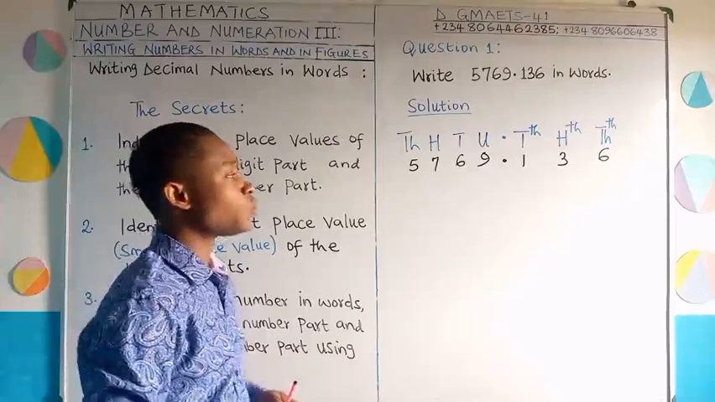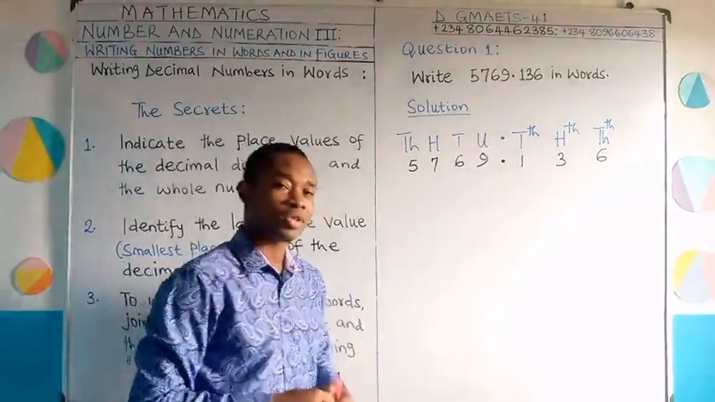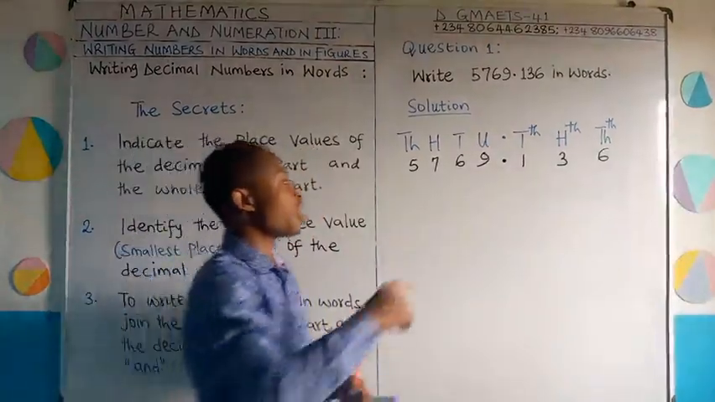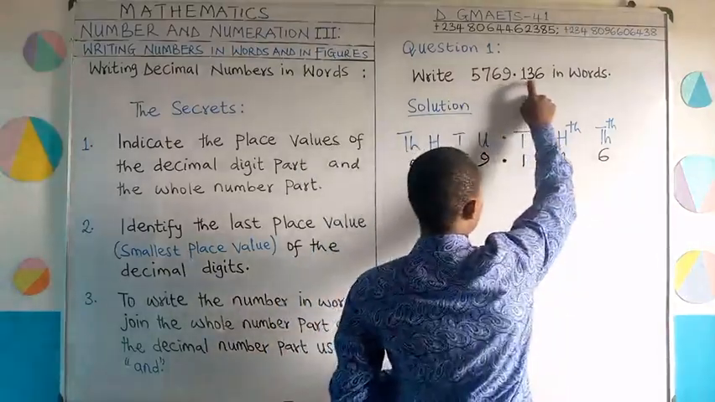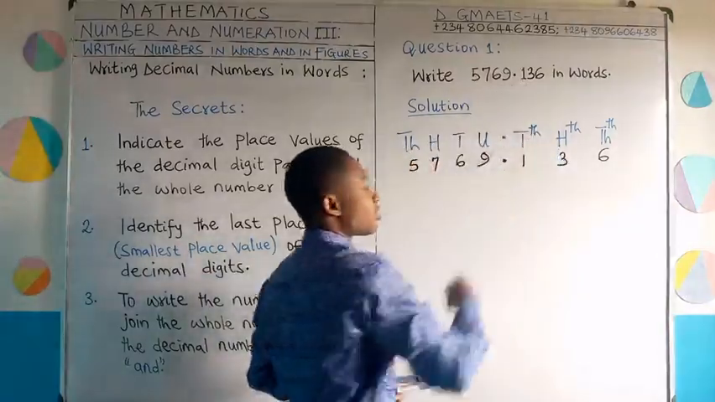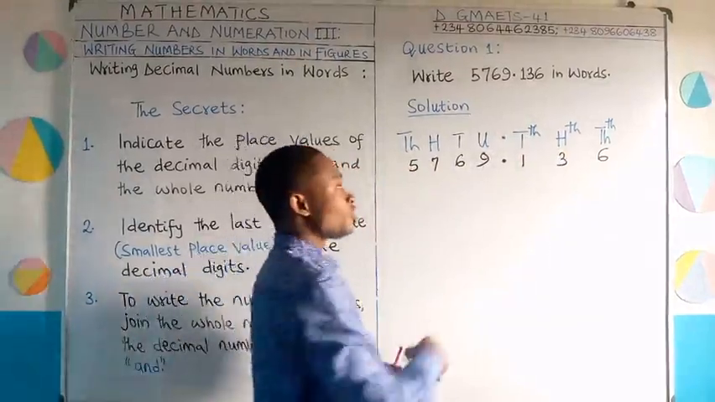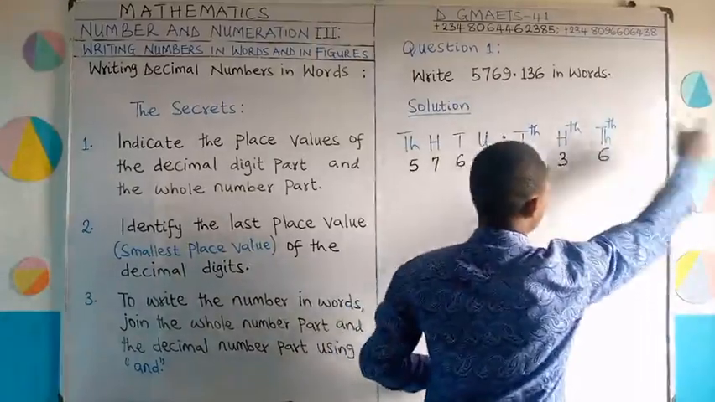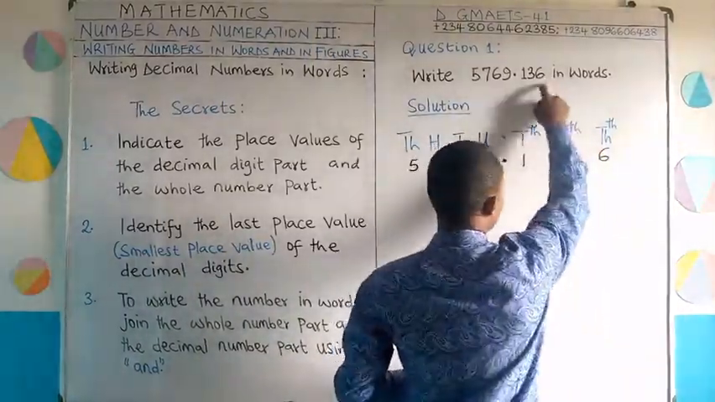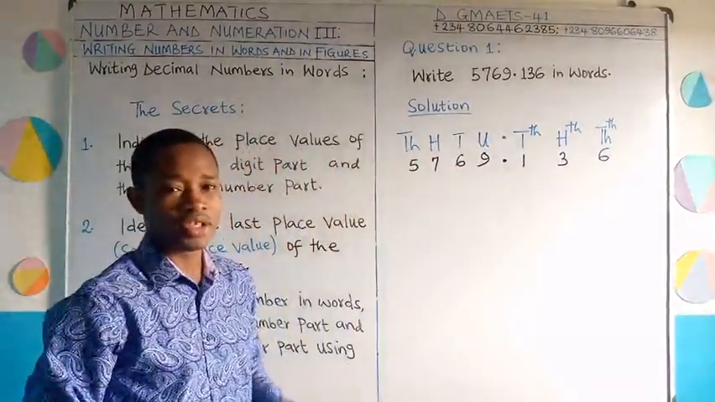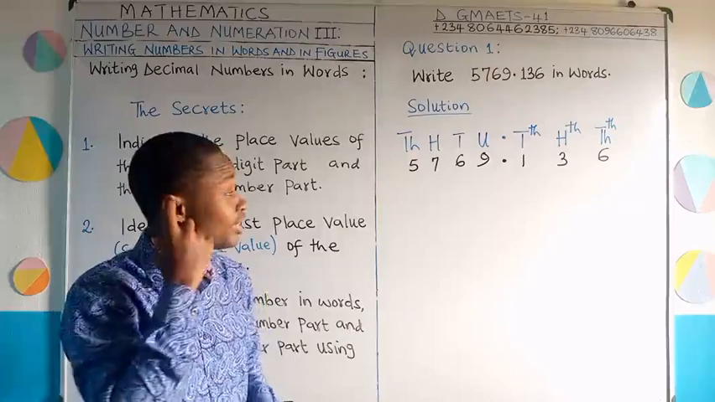Now, there is something I want to tell you here. If you look at this number, 1 is under tenths. And so you have to write that one under what? Tenths. So you now move on in that order. Are you following? 3 will come under hundredths, 6 will now come under thousandths. That is how you fix the decimal digit place values. I hope you know that.